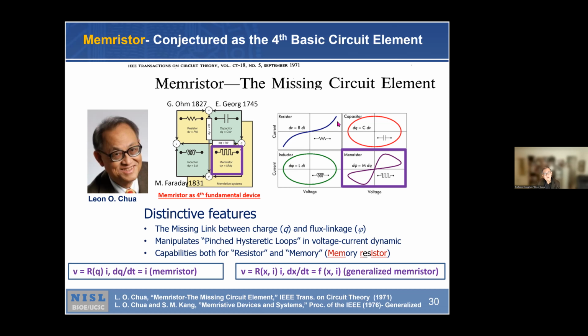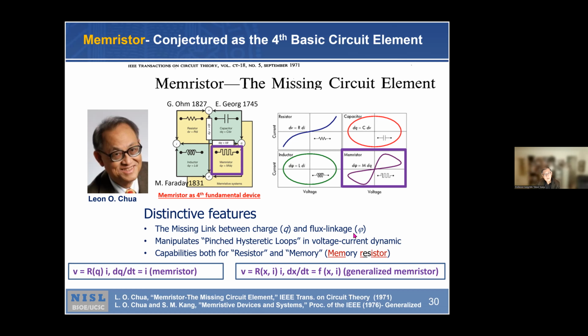If it's a resistor, it's a single line passing through origin, right? If it's linear, it's a straight line passing through origin. If it's a capacitor or inductor, it will be like an oval figure, an inductor figure and a capacitor figure. Memristor is quite unique. It has a number 8 figure. It passes through origin and then has a hysteresis like this. So that's a distinctive nature of memristor.